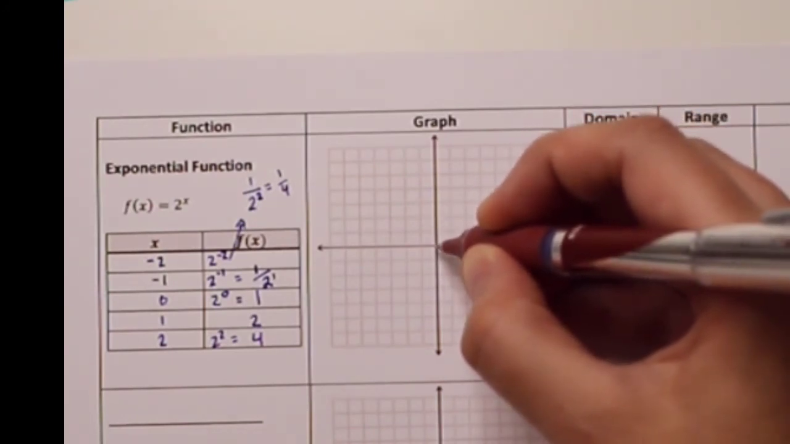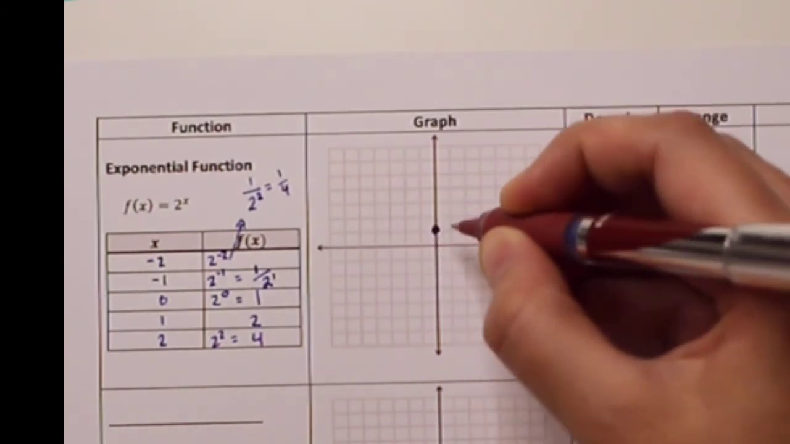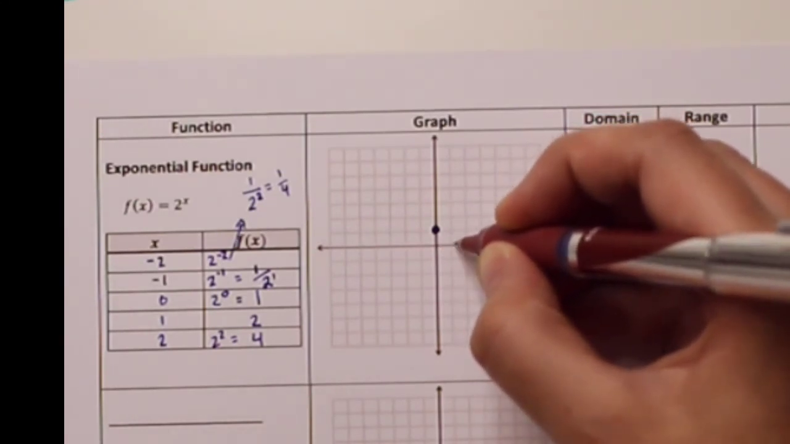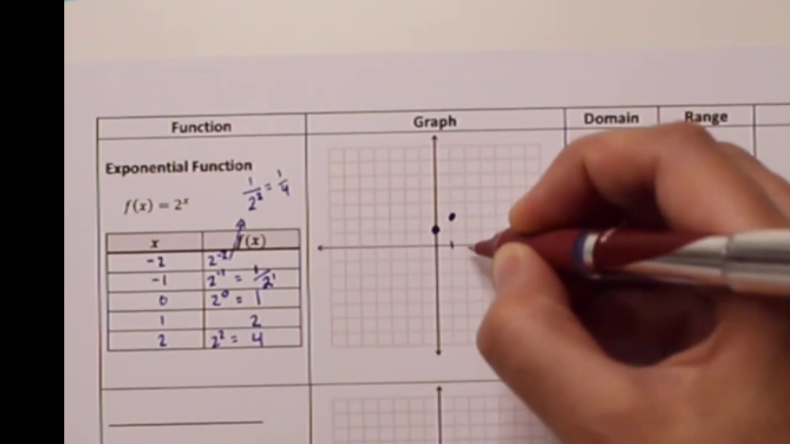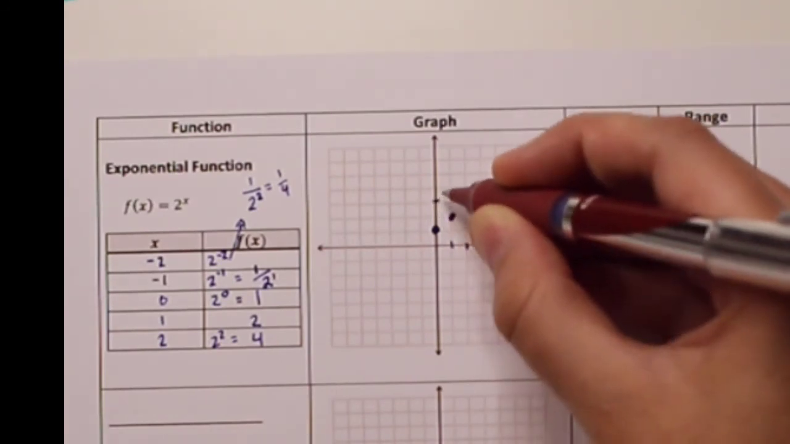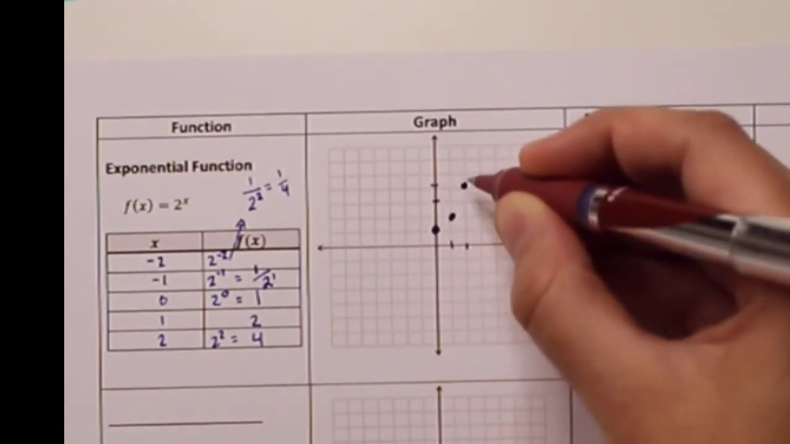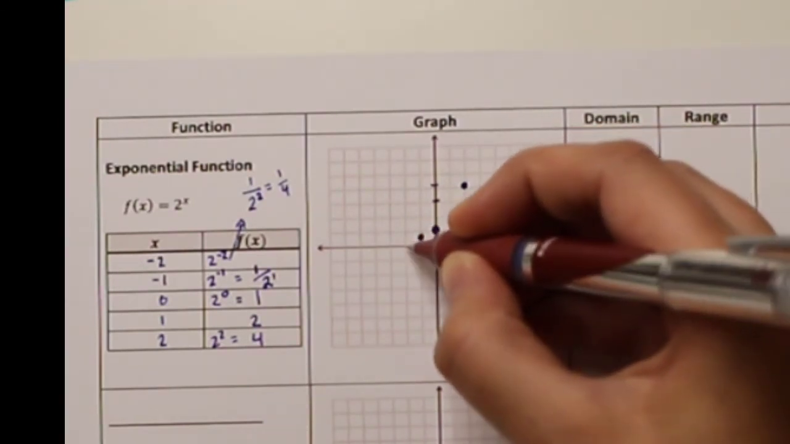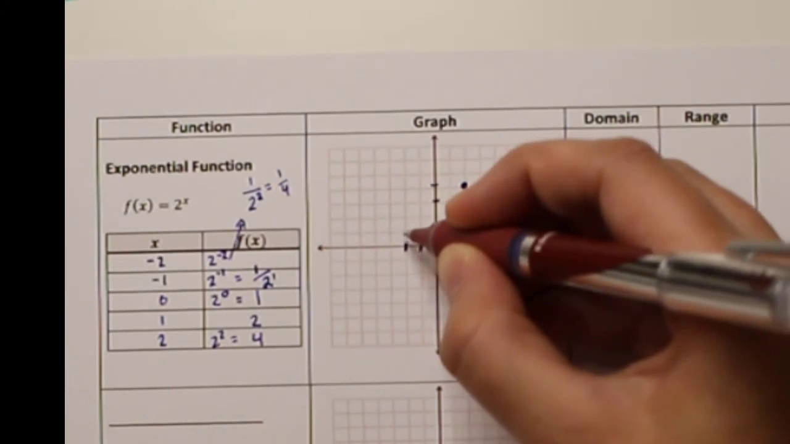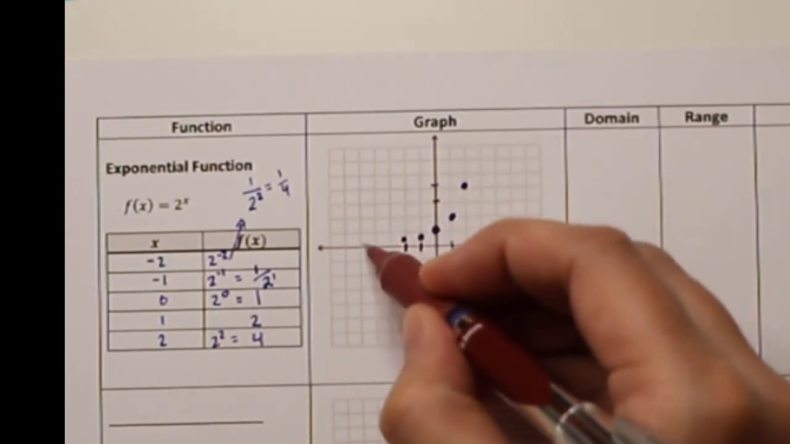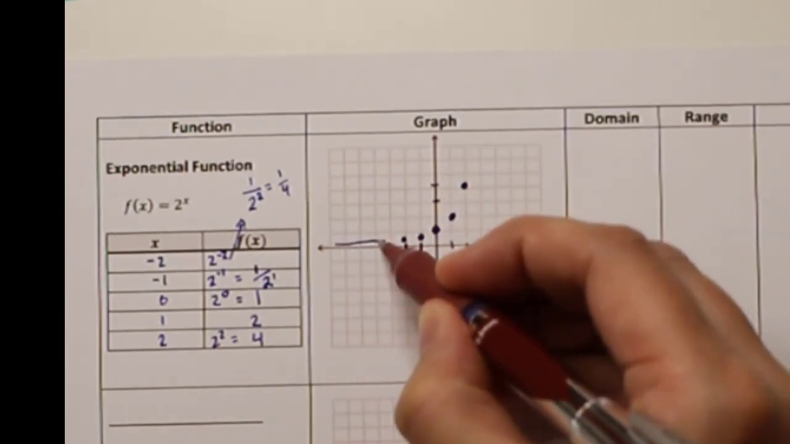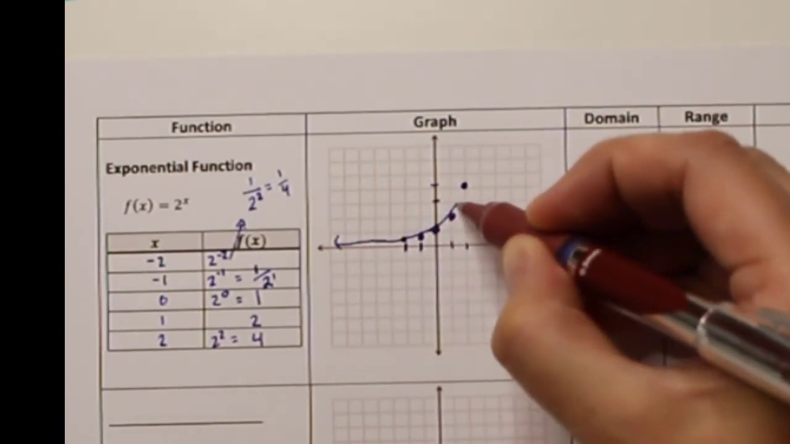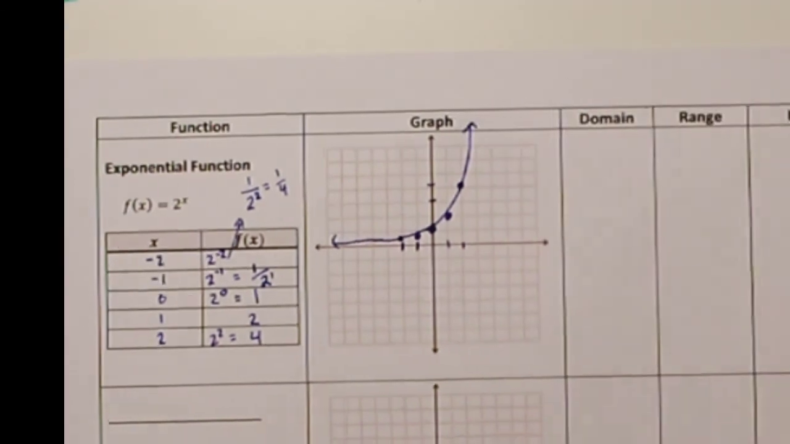So let's plot those points. I'm going to start with 0. 0 was comma 1. 1 comma 2. 2 comma 4. And then let's go back to -1, plug that in, and we got out 1/2, so it's a little lower. And then plugging in -2, we got out something even smaller, 1/4. And so this is an exponential function, and it starts off real slow over here on the left, and it grows and shoots up very quickly.